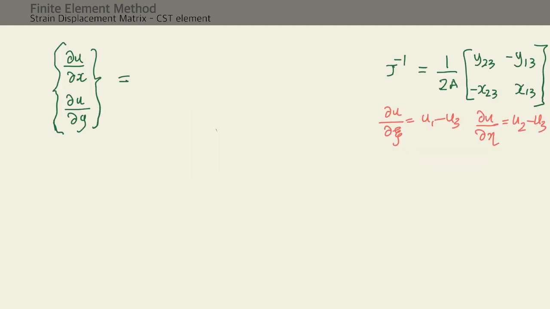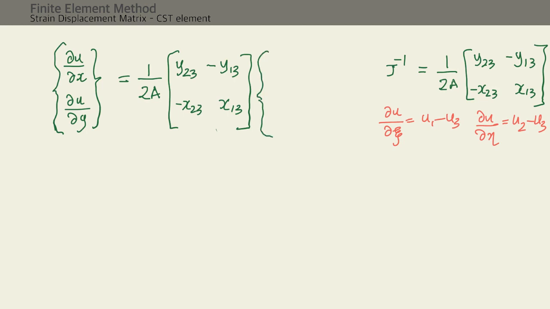∂u/∂x and ∂u/∂y is equal to J inverse. J inverse is 1 by 2A into the matrix y23, minus y13, minus x23, x13, into ∂u/∂ψ, which is u1 minus u3, and ∂u/∂η, which is u2 minus u3.